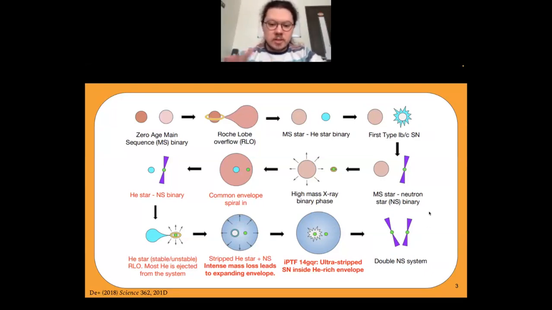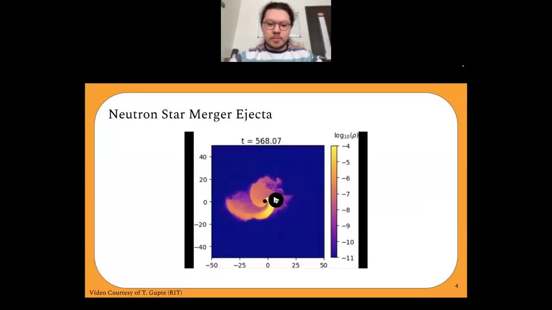So I may have glossed over some details in this. Binary evolution is not exactly my field of study. This is just to give you some background on how we can form a neutron star binary. And then if we assume that this neutron star binary is going to merge in a Hubble time, or the age of the universe, over time, it will emit gravitational waves, and the binary will get closer and closer until it gets close enough that it's time for it to merge.